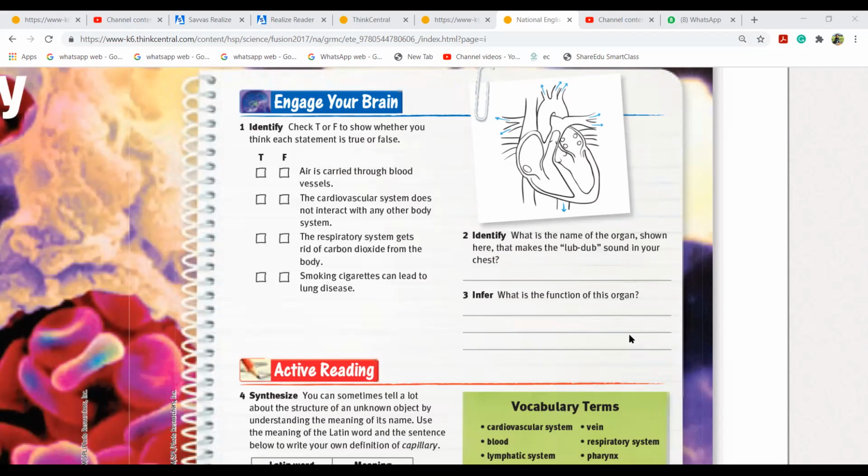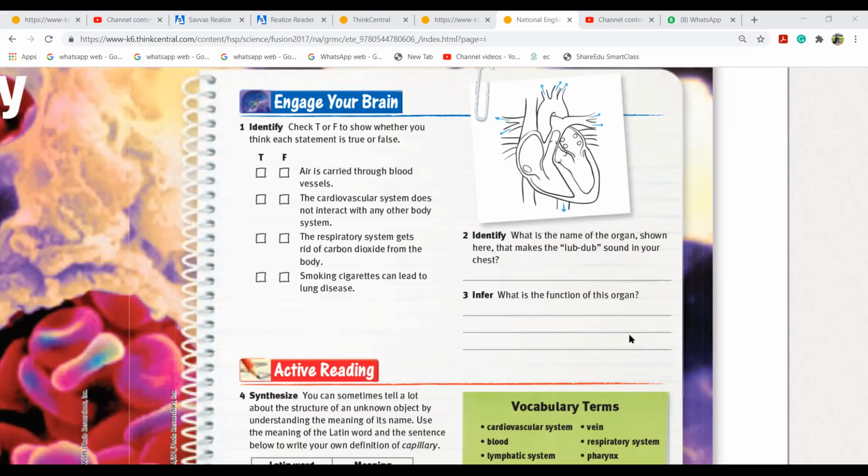Okay, the fourth one, Wateen again. Smoking cigarettes can lead to lung disease. True. Smoking cigarettes can lead to lung diseases. So true. Of course, if there's smoking, it will lead to lung diseases.